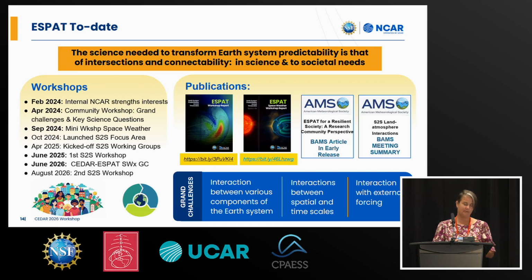Since then, we've been working on the subseasonal to seasonal prediction theme, where we have about 100 community members engaged in the challenge. And if you look across the whole Earth system, including space weather, there are 3 grand challenges that were identified. They were very similar to what Liang noticed. There are interactions between various components of the Earth system, interactions between spatial and time scales, and interactions with external forcing. That really applies to all areas of science. Whether you're looking at convective storms, where there are interactions between the smaller and larger scales, or at space weather, the problems are very analogous.